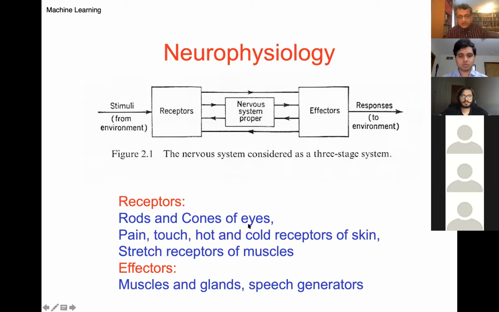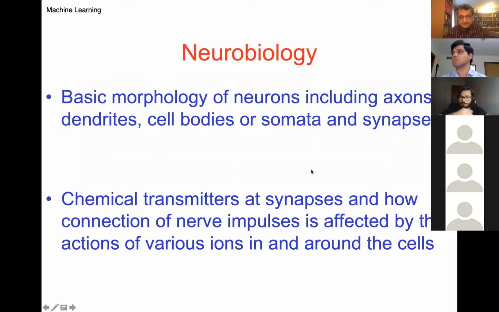These are rods and cones of eyes. I suppose we're talking about some specialized cells in the eyes. Pain, touch, hot and cold receptors of the skin, and the stretch receptors of the muscles. And the effectors are muscles and glands and speech generators and so on. So in a way, this is describing a biological system that works.